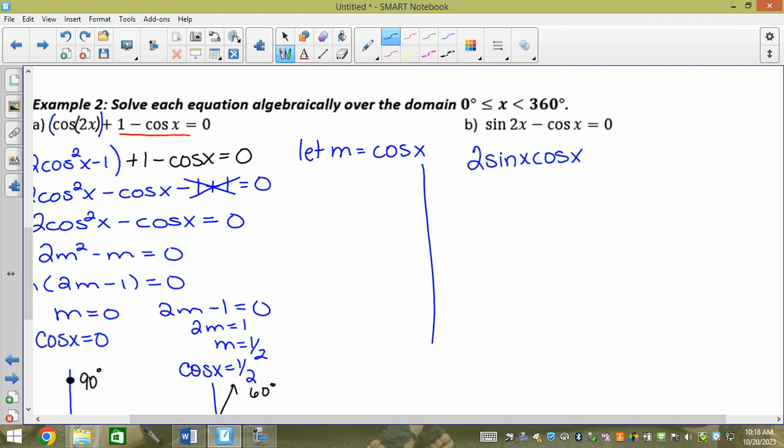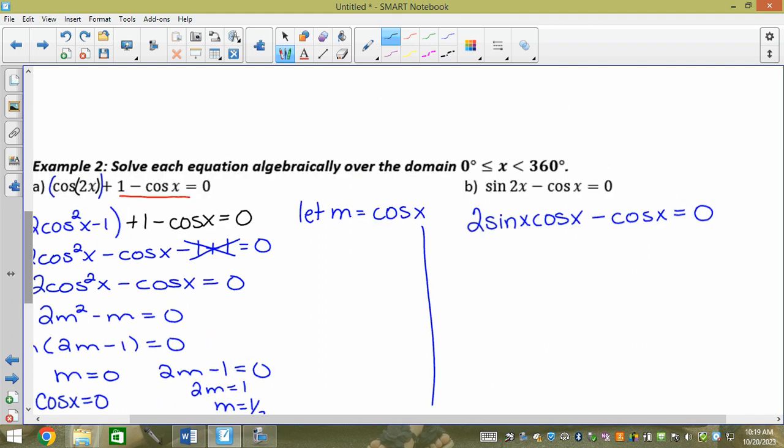99.99999% of the time, your next step is going to be taking out a GCF. Because right now, without even putting anything else on, I have a mixture. I have a sine and a cos together, correct? And I don't have to deal with that. So then I'm going to get minus cos x equals 0. So I told you the next step is possibly taking out a GCF. Now, some people can see that you can take a cos x here and they can work with it. Some people are like, no, thank you.